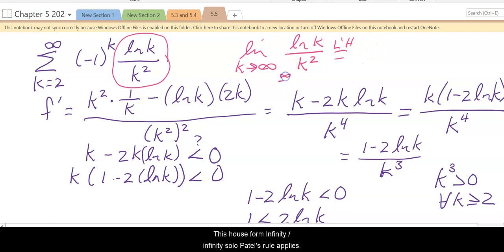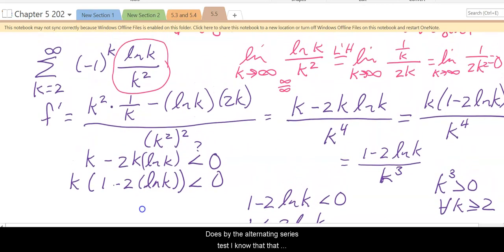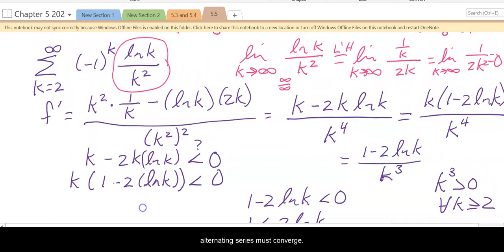This has form infinity over infinity, so L'Hopital's rule applies. When I take the derivative of the numerator, I get 1 over k. The derivative of the denominator is 2k. I can rewrite that limit value as the limit as k goes to infinity of 1 over 2k squared, which is 0. Thus, by the alternating series test, I know that that alternating series must converge.